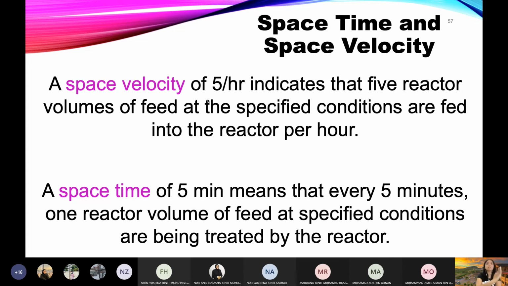But if they say space time tu 5 minit, okay, katakan space time tu 4 minit, maksudnya 4 minit lah. Maknanya how long it takes? 4 minit to across the reactor. 4 per minute means for every 1 minute, 4 kali benda tu akan berlaku. 4 times the molecule, 4 different molecules will across the reactor in every minute. Something like that. Okay, so that's the difference between space velocity and space time.